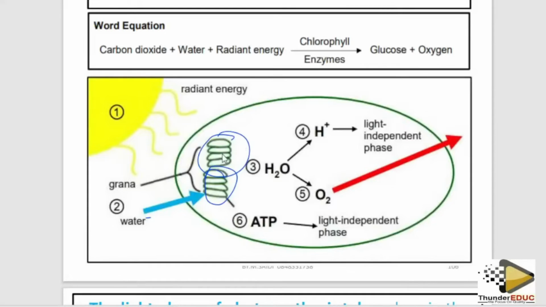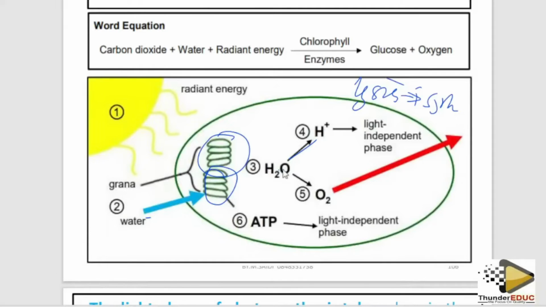The function of the light phase: when the light strikes the water molecule, it splits it in two. How do we call that in science? Photolysis. Splitting the water molecule using light. Photo means light, lysis means splitting in science. We call it photolysis.